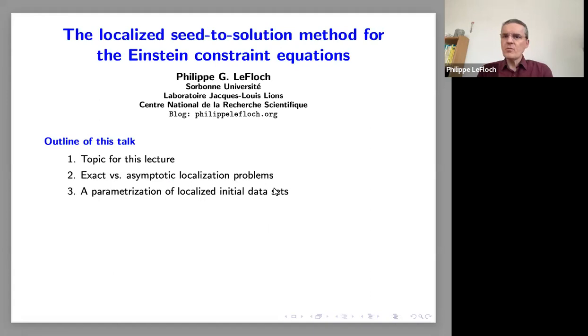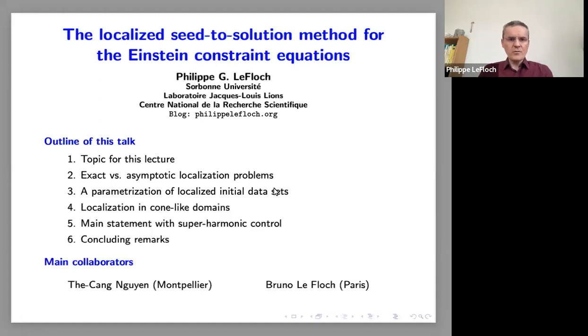There is one result where I will tell you how we can parametrize all solutions in a neighborhood of some given solution, basically. And there are not many parametrizations that you can find for the constraints. And I think this is really an issue that needs more attention, to explore somehow the space of solutions. So the setup will be to describe all solutions in the neighborhood of a given solution.